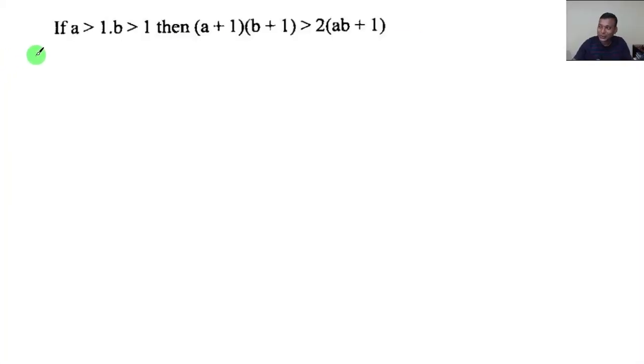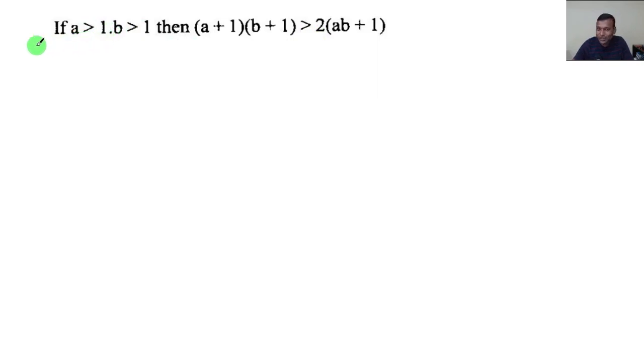So here is another question that I have brought for you. This is a question of an inequality. In this question, you can see a is greater than 1, b is greater than 1. Then we have to show (a + 1)(b + 1) is greater than 2(ab + 1). So to prove it, I will take the help of this one.